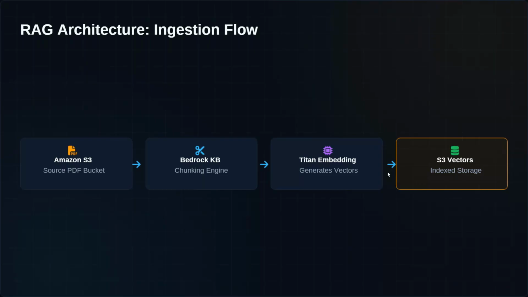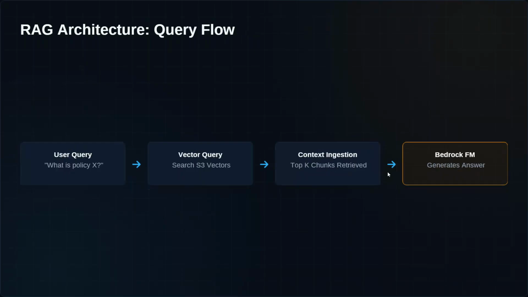Now that our documents are indexed, let's follow the runtime query flow when a real user asks a question. Now follow the runtime arrow. The end user submits a natural language question through your app. The application routes the question to Bedrock Knowledge Bases. Knowledge Bases converts the query into a vector and searches Amazon S3 Vectors for the top matching document chunks.